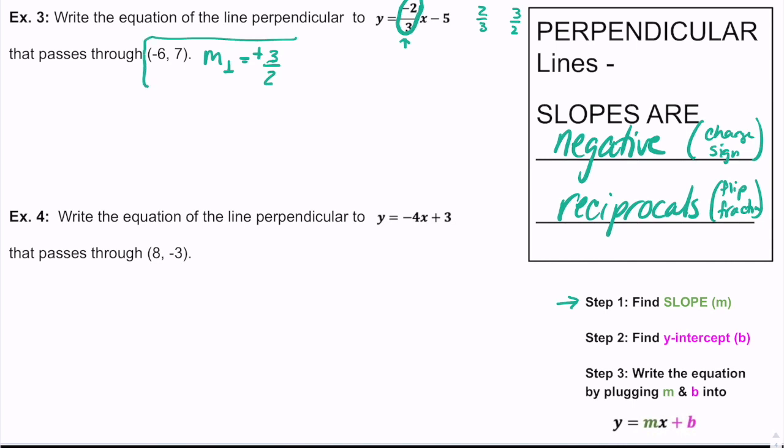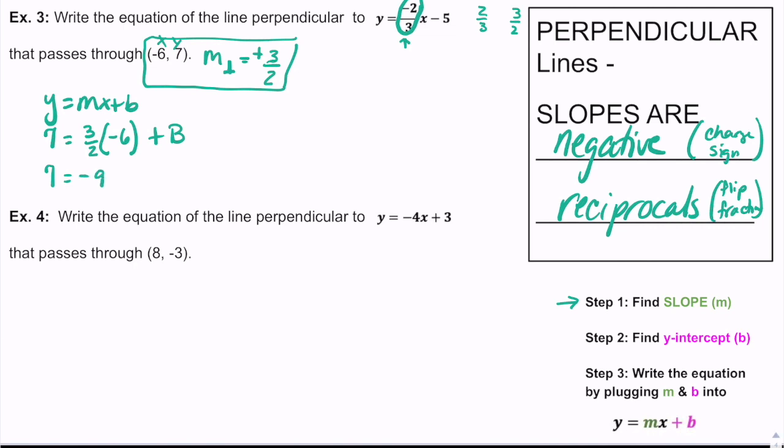And at that point, the rest of the problem is the same. We have an x, we have a y, and we have our slope. So y = mx + b. My y is 7 = my m for that perpendicular line, a positive 3/2, times my x value, which is -6, plus b, and we're solving for b. So we need to multiply 3/2 times -6, and that gives me -9 + b. Add 9 to both sides, and we get 16 = b.